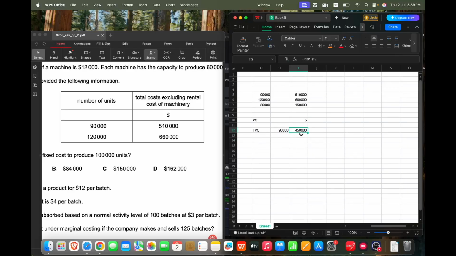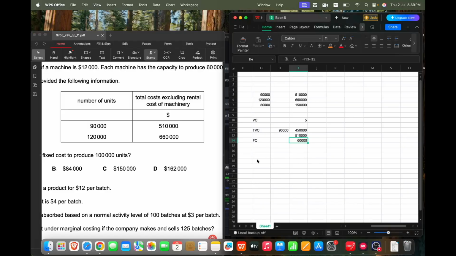If this is my total variable cost, I can easily calculate my fixed cost. If I subtract variable cost from the total cost, I'll get fixed cost. So the total cost that I'm paying is 510,000, and my fixed cost is total cost minus variable cost. Fixed cost is 60,000. Now, fixed cost does not change with the output, no matter what the level of output is, either 90,000 or 100,000 or 120,000. If I calculate with 120,000 units as well, I'll get the same fixed cost.